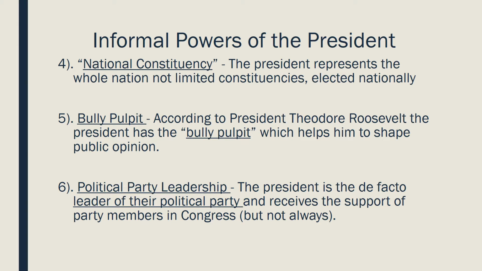Presidents are also the leaders of their political parties. I have here that they are the de facto leaders of their political parties, not officially, but the president, being the highest ranking member or elected official of their political party, thus has that leadership role. And this can be very influential for the power of the president if the president's political party is also the political party that holds the majority in the House and the Senate, for example.